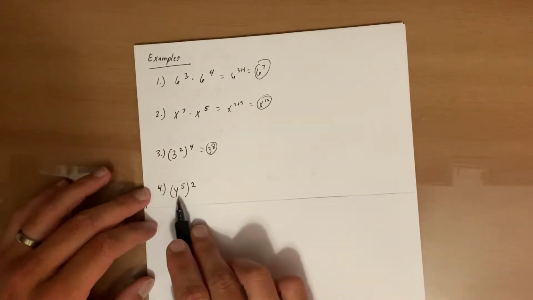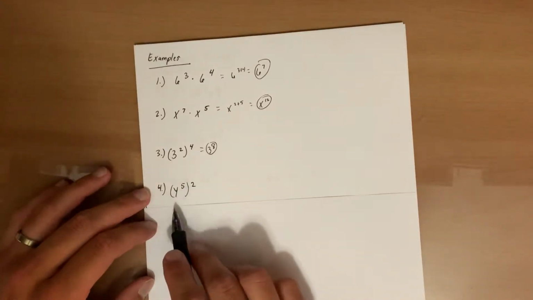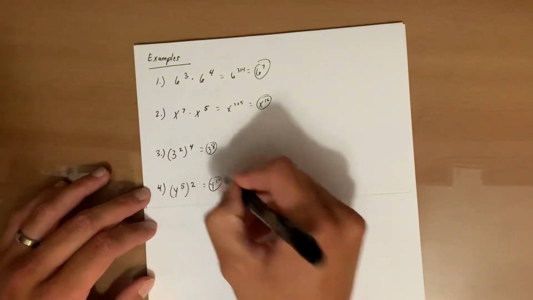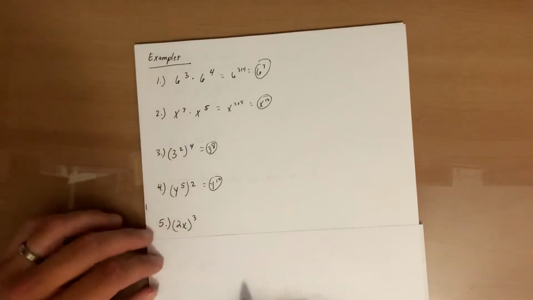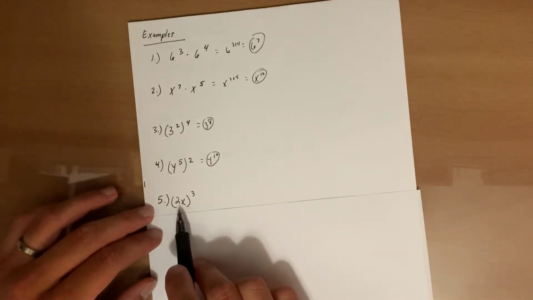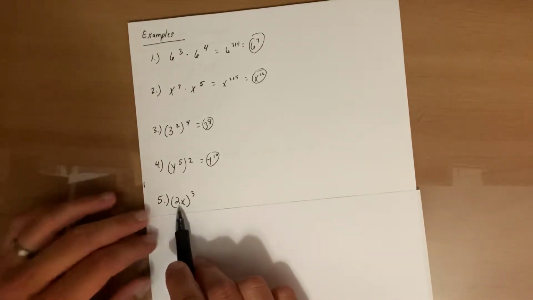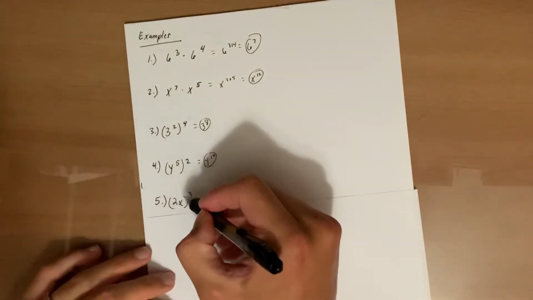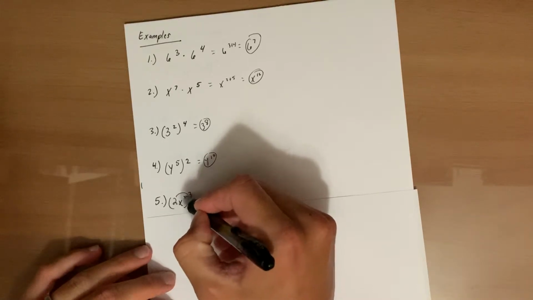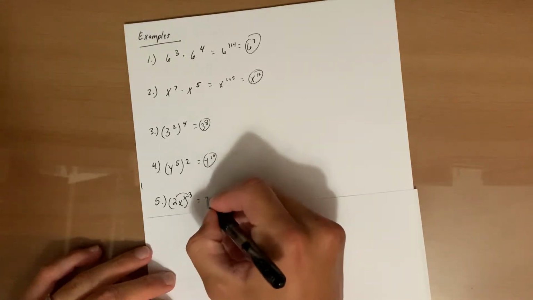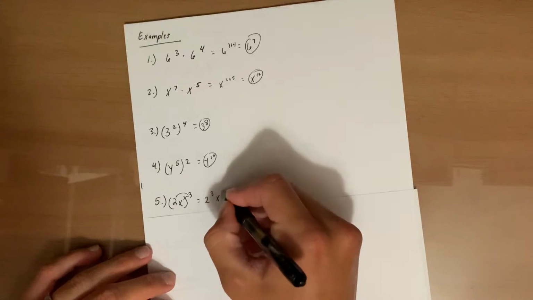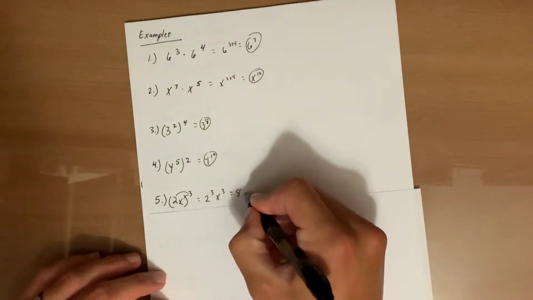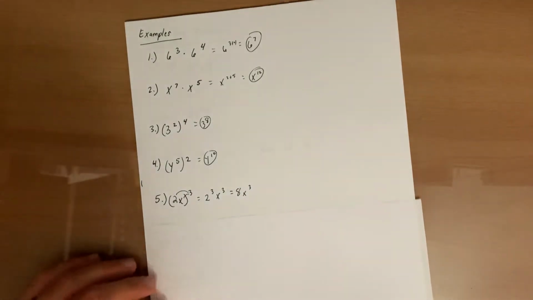Same thing here, but I have a variable. So y to the 5th raised to the 2nd. So 5 times 2 is 10. So this equals y to the 10th. Okay, a little bit different here. This would be like power of a product. So 2x is a product, 2 times x. Okay, so what I'm going to do here is I'm going to give this exponent to both of these terms. So this is going to be equal to 2 cubed x cubed. And I could simplify that if I wanted to.